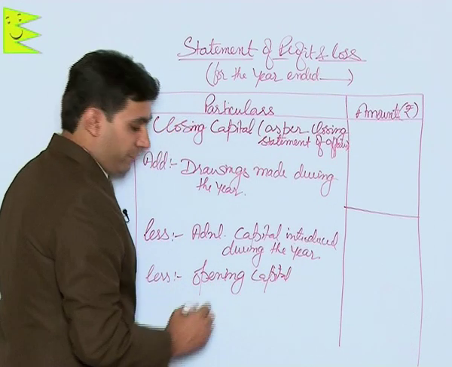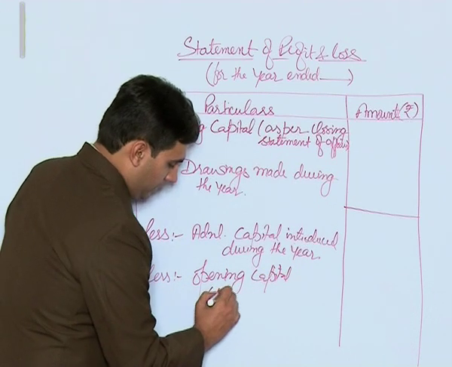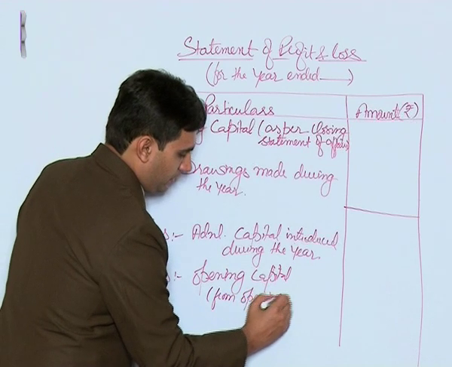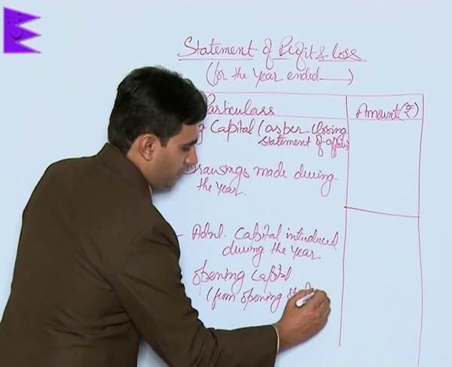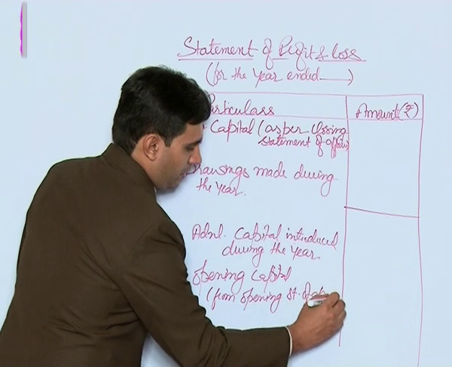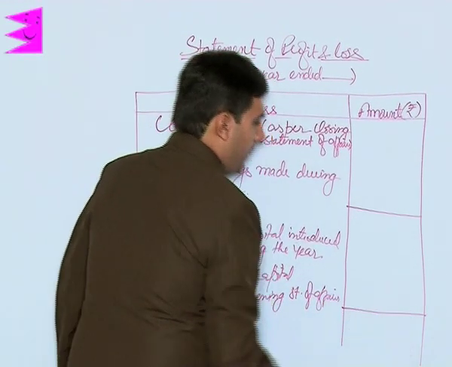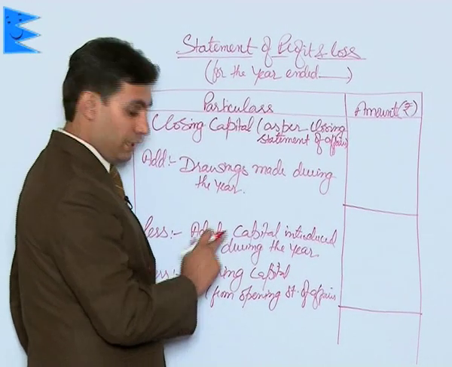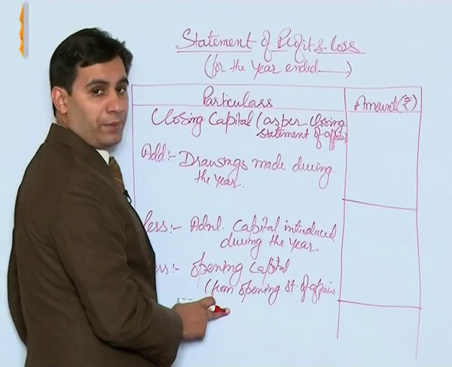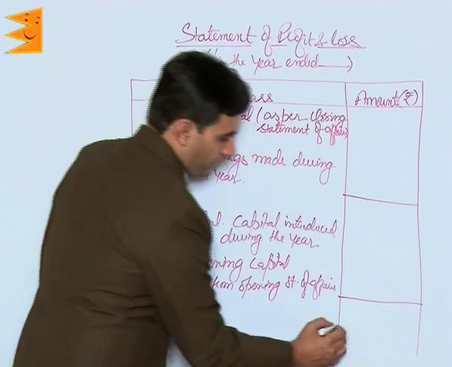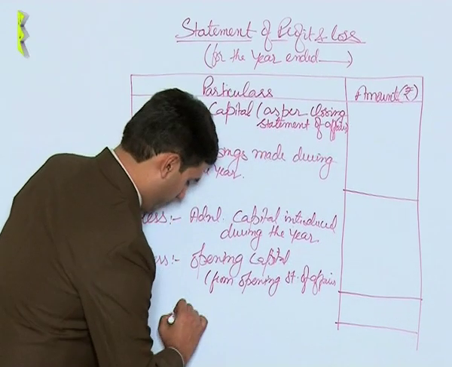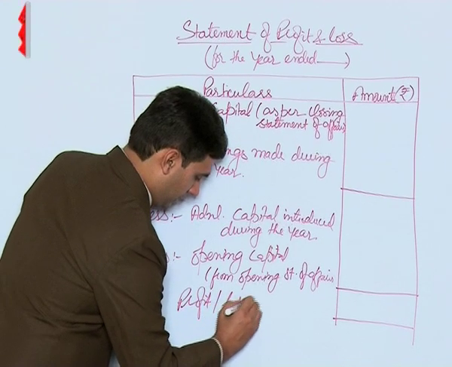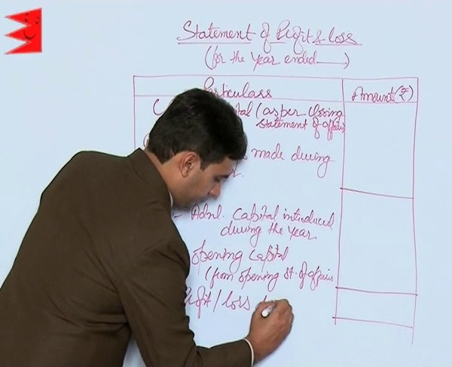This is the capital that we had calculated from opening statement of affairs. And after adding drawings, deducting the additional capital and deducting the opening capital for the year, the final figure that we'll get is profit or loss during the year.